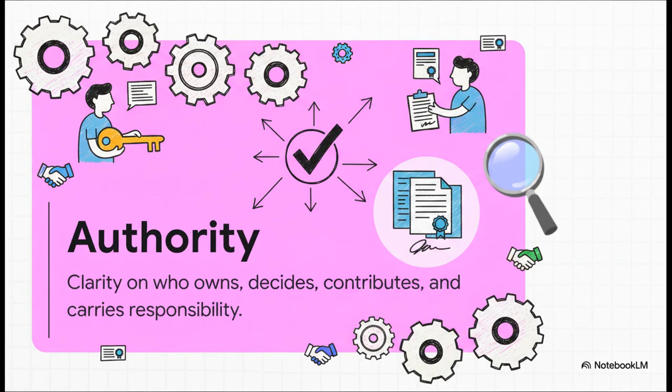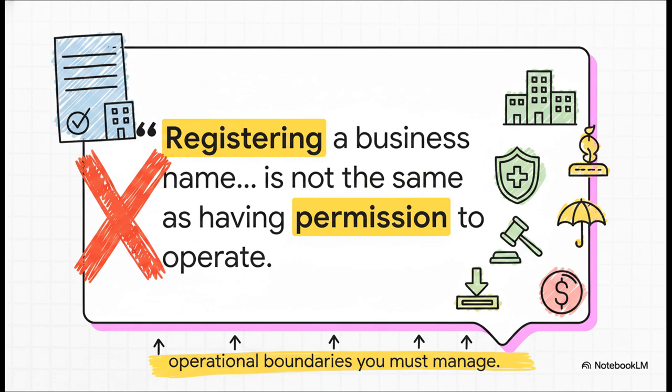Then there's the boundary of authority. Whether you're in a partnership, a shared ownership situation, or running a corporation, there has to be total clarity on who owns, who decides, who contributes, and who carries the responsibility. Signing and decision authority need to be so clear that no one is accidentally committing the business to agreements without the proper structural backing.